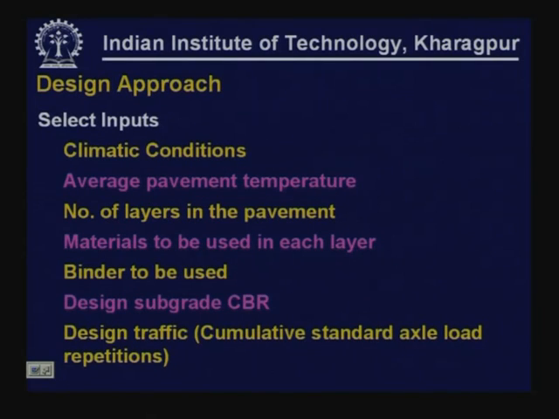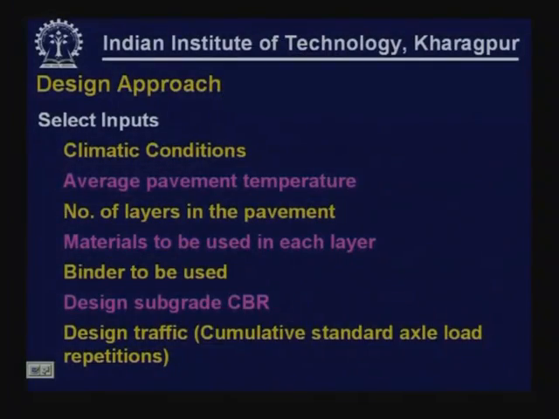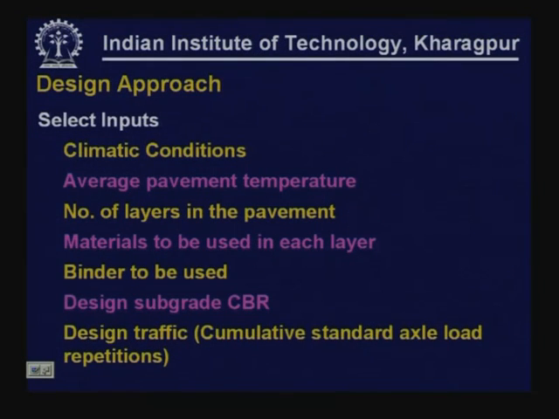The general design approach includes selecting different inputs such as climatic conditions in terms of especially the average pavement temperature, whether it is 20 degrees, 25, 30, 40, and the general condition in terms of the rainfall, whether it is excessive, dry. These conditions will influence in selecting appropriate type of surface material, the number of layers that we are going to propose in the pavement system, the materials that we are proposing to use in each layer, the binder we are proposing to use, and the design subgrade CBR, the material has to be tested and this value has to be obtained, and the design traffic in terms of cumulative standard axle load repetitions.